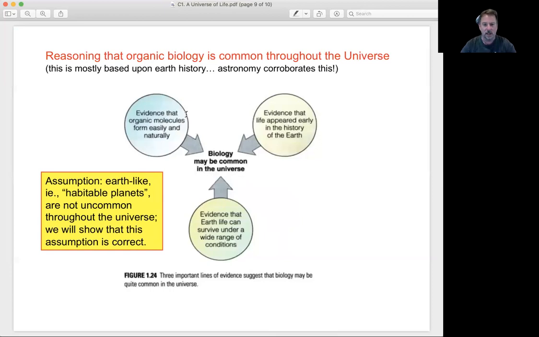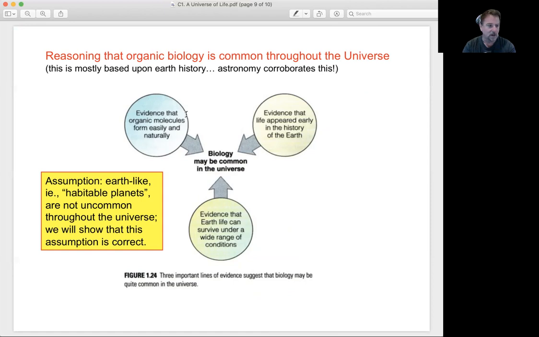The book makes a big deal out of this. I'm going to make a big deal out of it because it's a very good little chart for organizing our thoughts. Reasoning that organic biology is very common throughout the universe. I'm not saying life, I'm saying organic. Well, I guess I am saying life, organic biology, even simple life forms. Again, this is mostly based on Earth history and everything that we've learned astronomically.